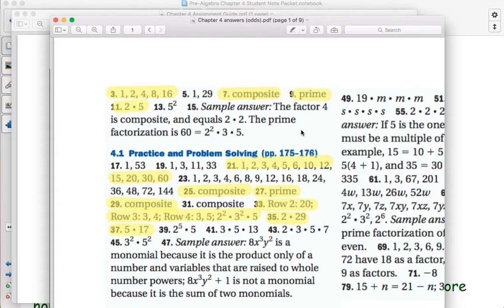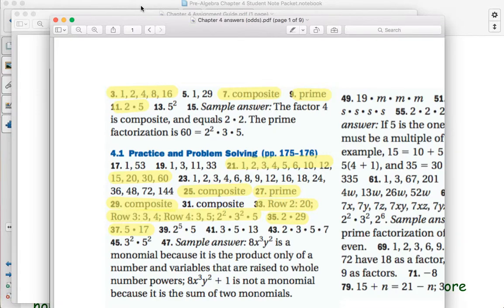Question 35 is 2 times 29 is the prime factorization of 58. And question 37 is 5 times 17, which is the prime factorization of 85. So those are your answers. Mark which ones you missed, put how many you missed at the top, and then I will give you credit for that on Monday. So have that on Monday as well.